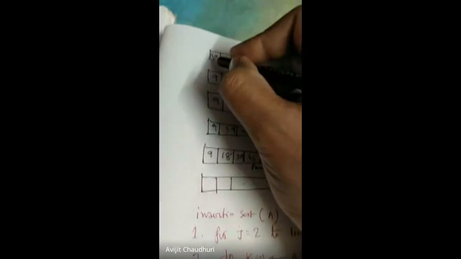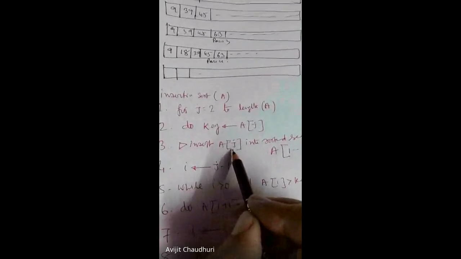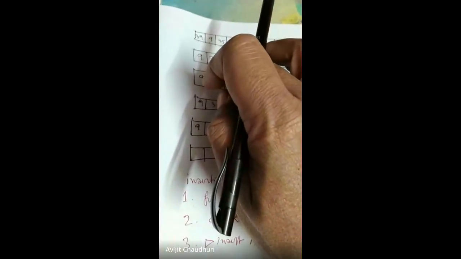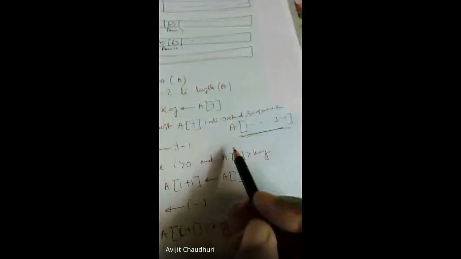We are continuing. Now we are taking one key value. The second becomes the key value. The first one we have already taken, and we'll compare. And this second value is continuing actually. Now insert A of j, that means this value, the second item. If this is smaller than the previous one, we insert that one into the sorted sequence.